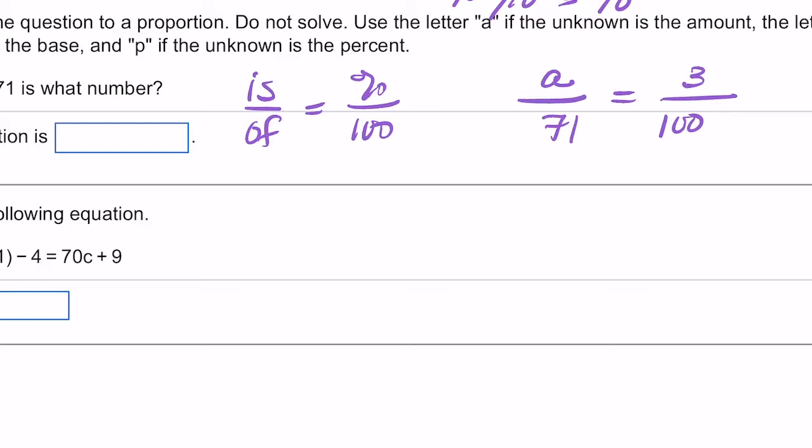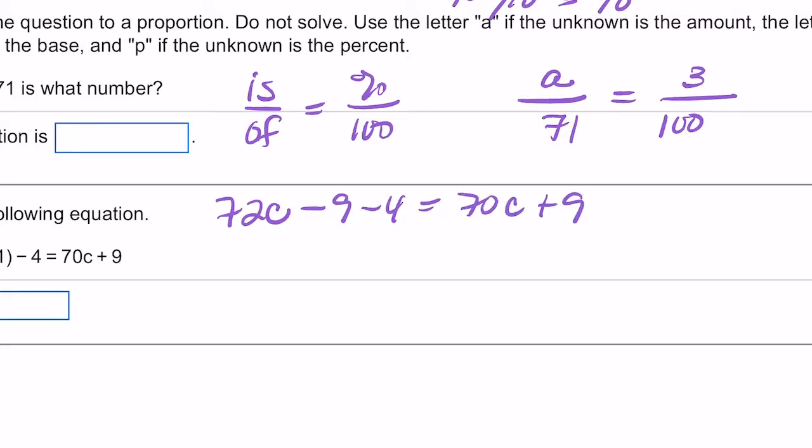In number 50, you're solving the equation. So we're going to have to distribute the 9 into the parentheses first. We would get 9 times 8c, which is 72c. 9 times -1 is -9. And then you have minus 4 equals 70c plus 9.